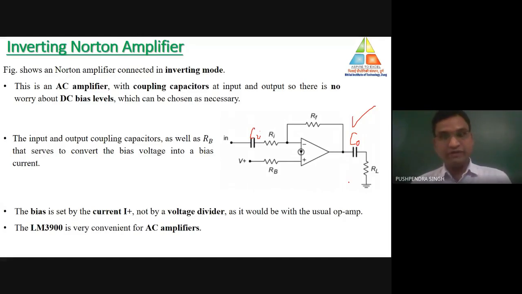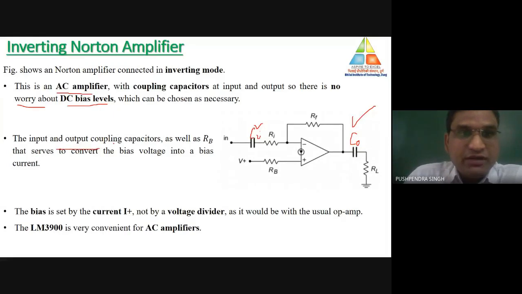But here in the case of the Norton's amplifier, coupling capacitors are connected. So when coupling capacitors are connected, we don't need to worry about the DC biasing. Why? Because this coupling capacitor completely blocks the DC voltage present in the circuit. So it is very beneficial for AC amplifiers only, not for DC biasing. There is no chance for amplification of the DC level, so no need to take care of the operating point. This is the benefit of the coupling capacitors used here in the Norton's amplifier. So there is no worry about the DC biasing level.